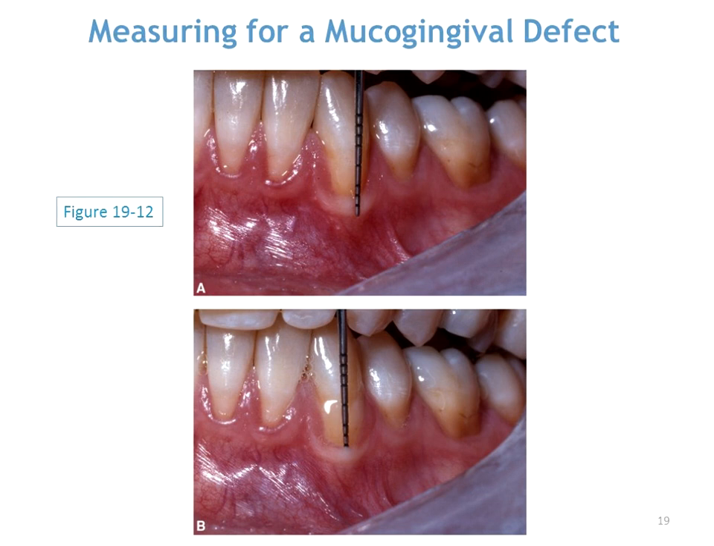And we've seen this picture before of a mucogingival defect. So this is the recession. This is the CEJ right there. You measure from the CEJ to where the attachment is, and you subtract.